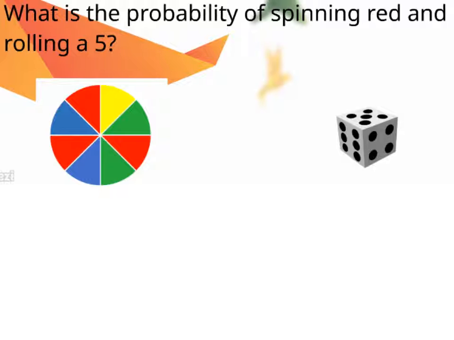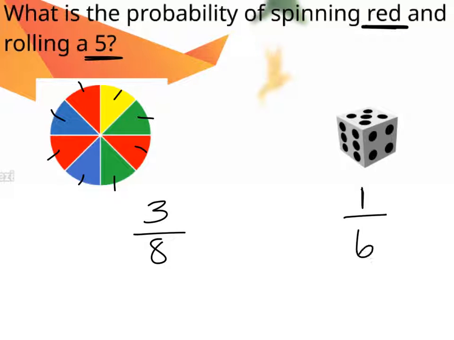So if I look right here, I want red on the spinner. That means I set up my probability and I look, there are 1, 2, 3 reds. So I have 3 over 1, 2, 3, 4, 5, 6, 7, 8 possible sections. Remember, that's setting up that simple probability. And then rolling a 5. There is only 1 five out of a possibility of 6 outcomes on that die.